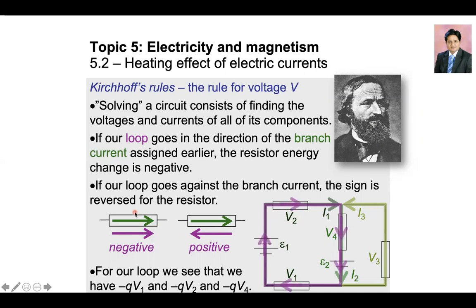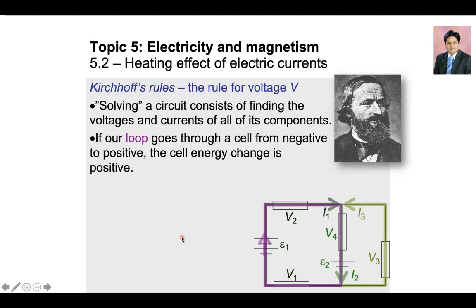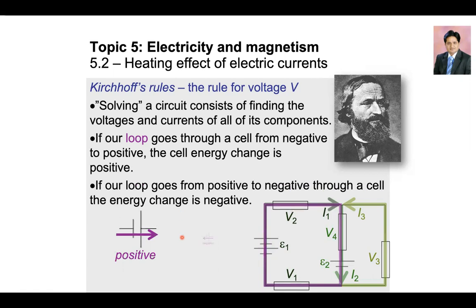And that is what here it shows. Here you see, if you're moving in the direction of the current, take that as negative. And if you're moving opposite to the direction of the current, take that as positive. Now, when it comes to electrical cells, if you are moving from negative to positive, there is a step up in the voltage, so that has to be taken as positive. And if you are moving from positive to negative, there is a step down in the voltage, and that has to be taken as negative.